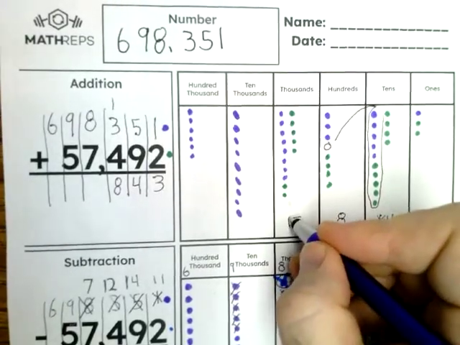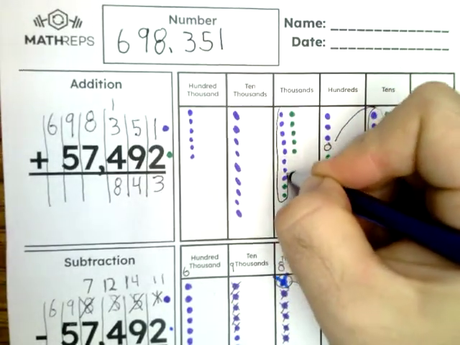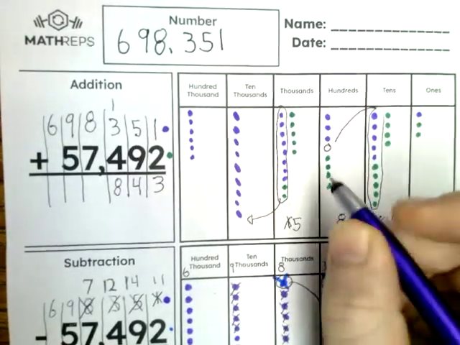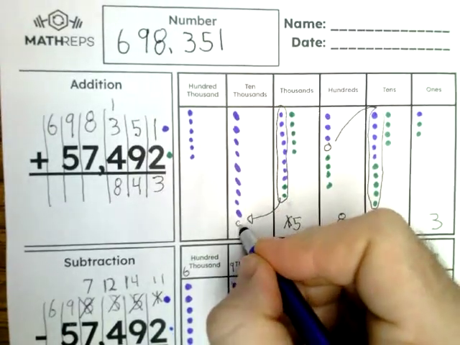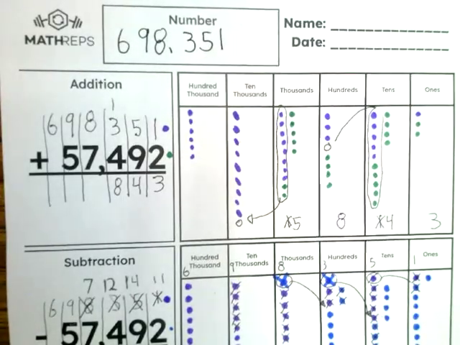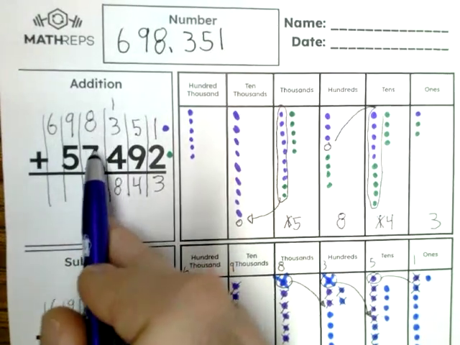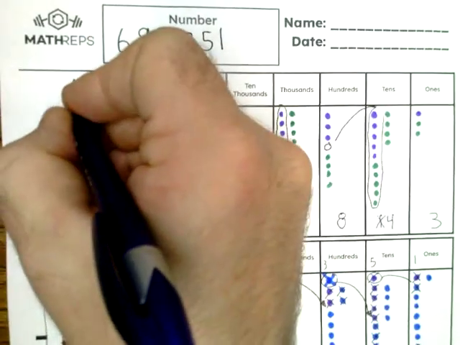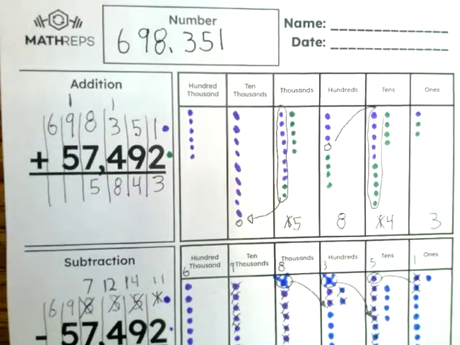So this 1, we're going to move this from here. We're going to bundle these, and we're going to take them over here. So this is 1, 2, 3, 4, 5, 6, 7, 8, 9. Oop, looks like 10. Okay, so how does that work in the standard algorithm? We have 8 plus 7 is 15. So I'm going to put the 5 here and regroup the 1. Okay, some people used to say carry the 1.